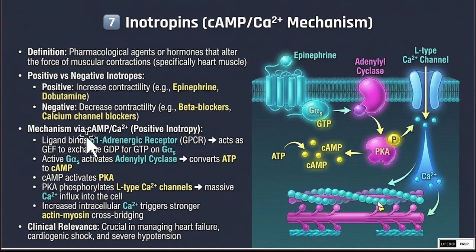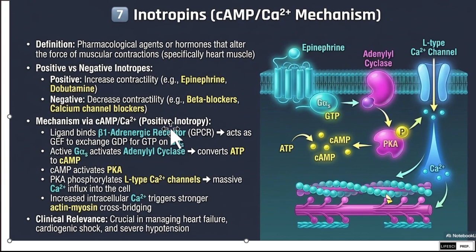Then talk about inotropes, that is cAMP or calcium mechanisms. Here, hormones that alter the force of muscle contractions, especially heart muscles. Two types, that is increased contractility and decreased contractility. Increased contractility example epinephrine and dobutamine, and decreased contractility beta blocker and calcium channel blocker.